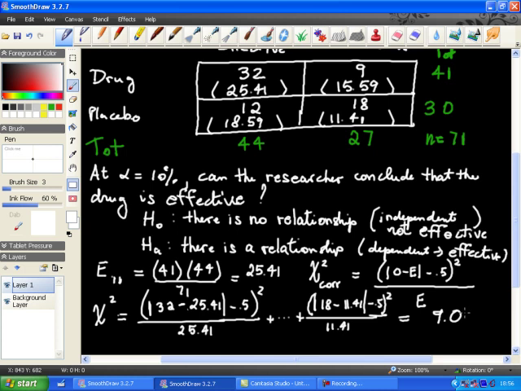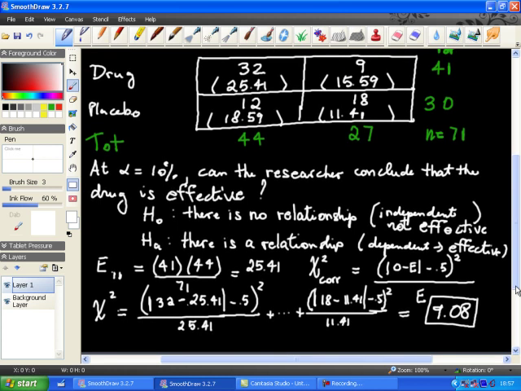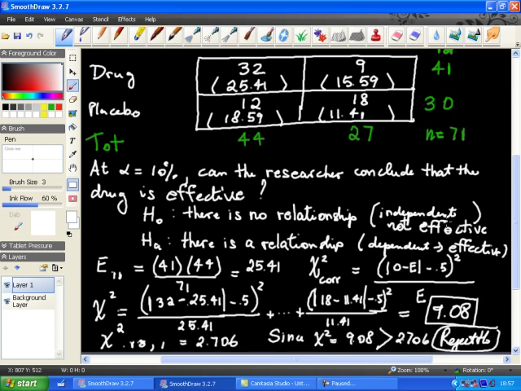This is quite a large value for my chi-square distribution, so very likely we will end up rejecting the null hypothesis. For the critical value at 10%, the degrees of freedom in a 2 by 2 is going to be 1, because we have the number of rows minus 1 times the number of columns minus 1, which is 2 minus 1 times 2 minus 1. So we go to 10% and 1 degree of freedom, and that gives us a value of 2.706. Therefore the test statistic falls in the rejection region.